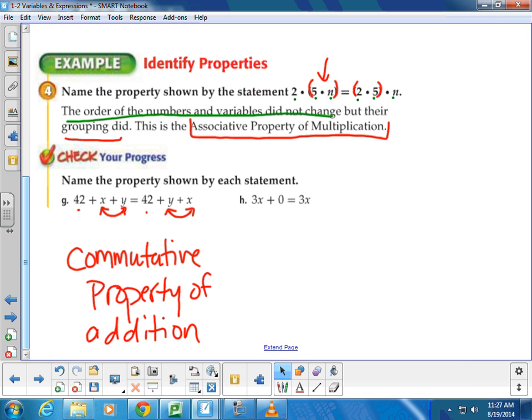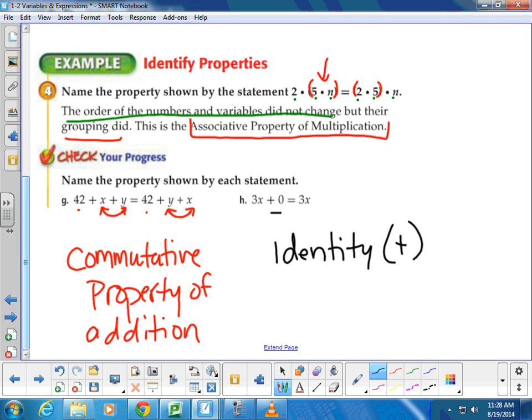Notice the second one is adding 0. So that's going to be the identity property of addition since it's adding 0. And sometimes you can write that identity and which symbol it is, of addition. Very good.